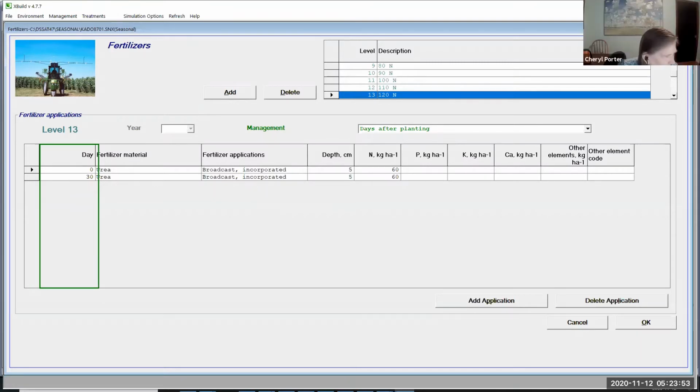Okay, so let's see. Let's look at the simulation options.